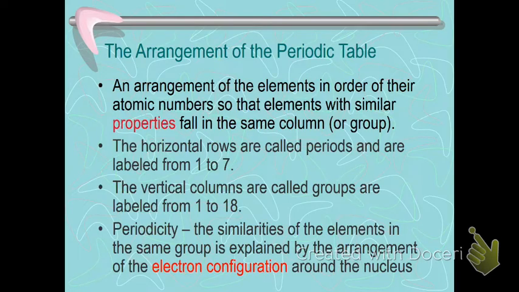Periodicity is another definition you're going to be responsible for, and it's that the similarities of the elements in the same group are explained by the electron configuration around the nucleus. We already know this from our electron configuration unit, but everything in the same group has a similar electron configuration, meaning their outer electron configuration is the same, it's just in a higher energy level. So in other words, potassium ends in 4s1, sodium ends in 3s1, lithium 2s1. They all end in s1, and it's that one electron in the outer shell that gives them a similar property.